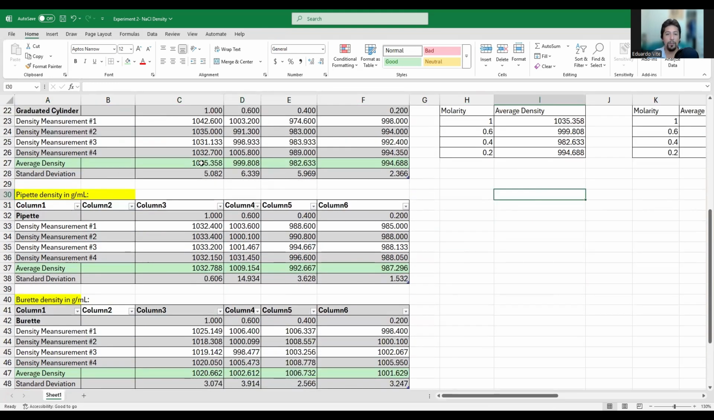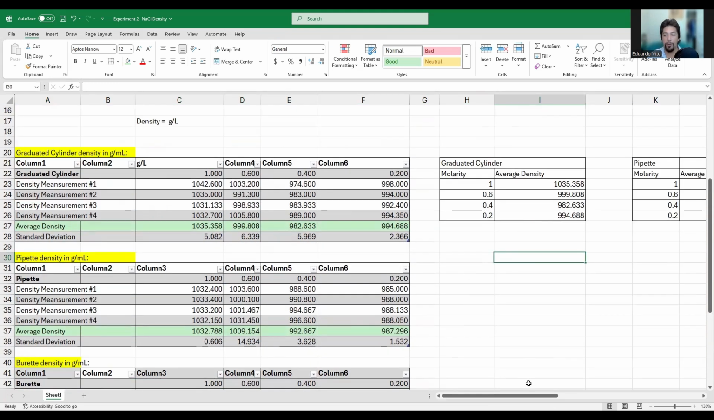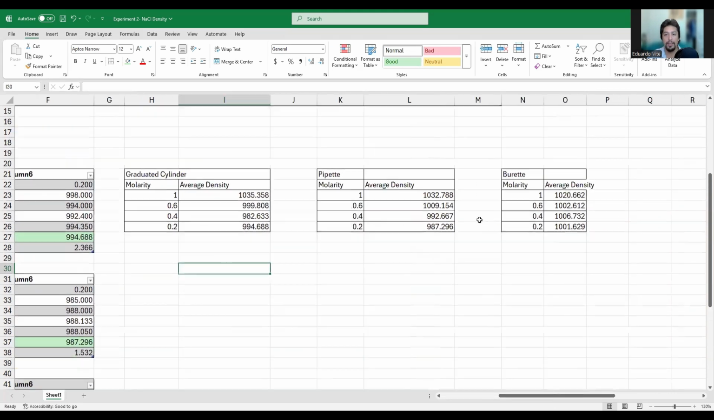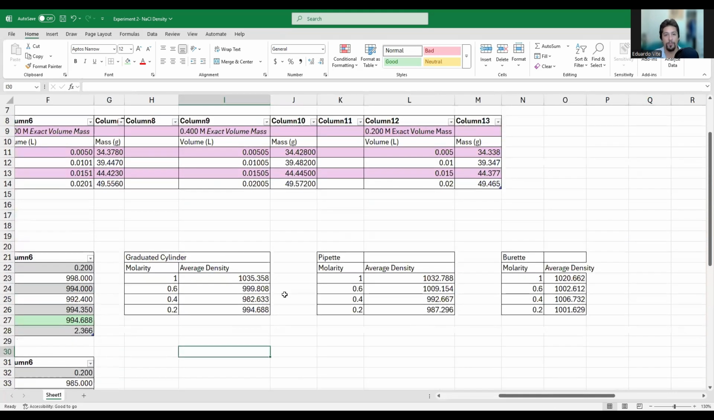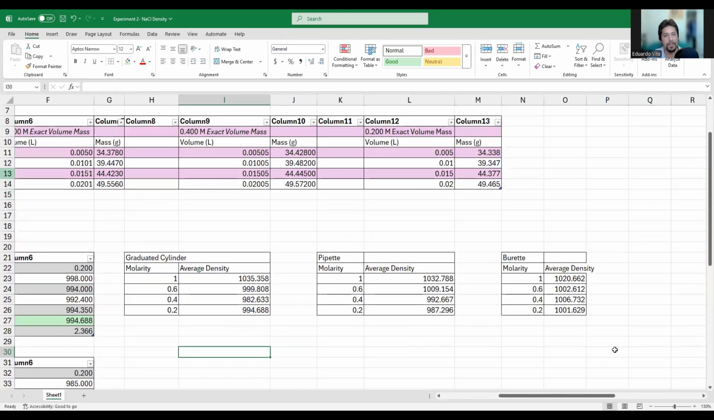I take the values of my average density and I'm going to put them in a new table. This is where my data is ultimately going to come from. All right, all of the spreadsheet was simply so we can get to this point. We have our graduated cylinder average density for the corresponding molarity for the graduated cylinder, for the pipette, for the burette.